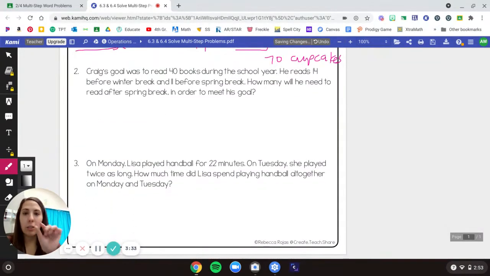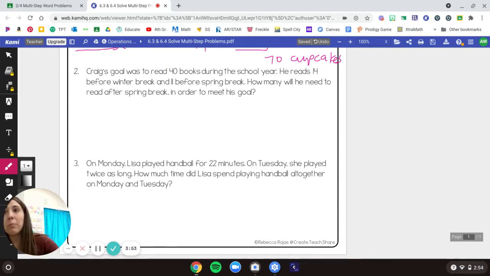So you try 2 and 3. These both are multi-step. Think through, what's my question? How can I use my information in there to help me solve now? All right, go ahead and work on those and unpause the video when you are ready to see the answers.